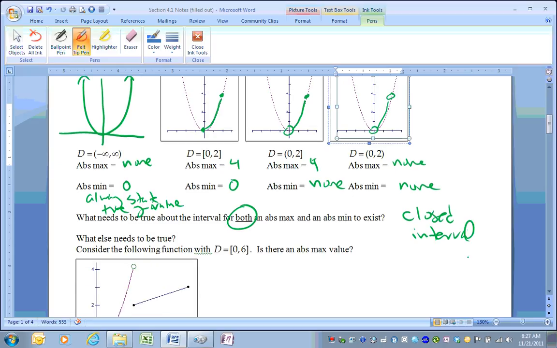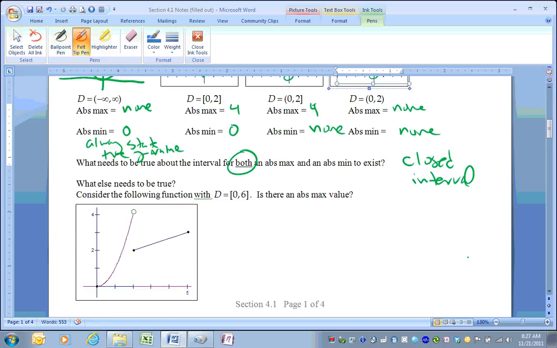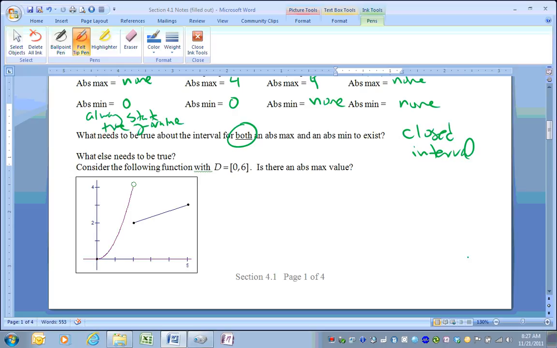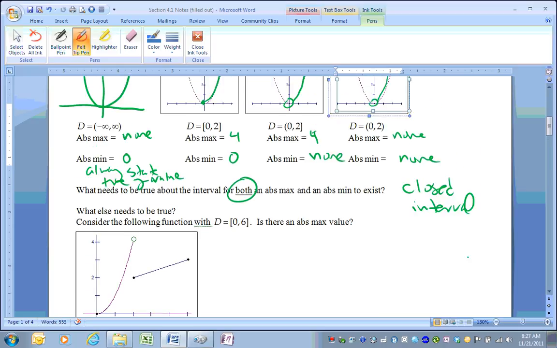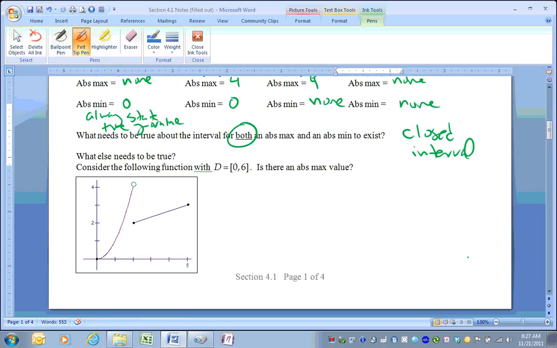What else do you think needs to be true? Well, it'll probably make more sense when we get to the next example, but it needs to be continuous. Did you say continuous? Oh, I'm sorry. I thought you said something else. I thought you said inverse or something. Sorry about that. Yeah, continuous, right.